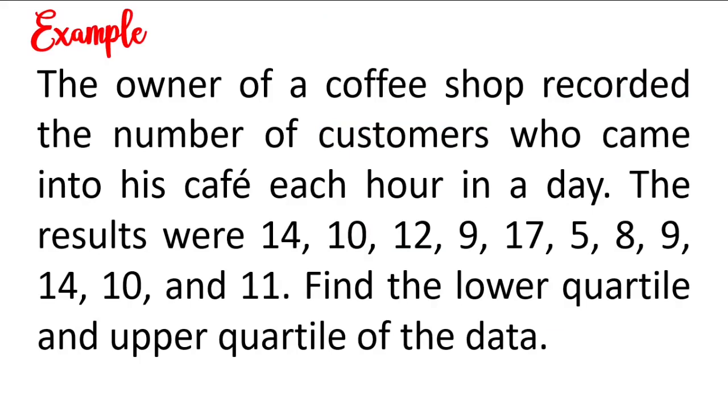So let's have an example. Say the owner of a coffee shop recorded the number of customers who came into his cafe each hour in a day. The results were 14, 10, 12, 9, 17, 5, 8, 9, 14, 10, and 11. Find the lower quartile and upper quartile of the data. Again, we're going to find the lower quartile, which is the first quartile, and the upper quartile, which is the third quartile of the given distribution.